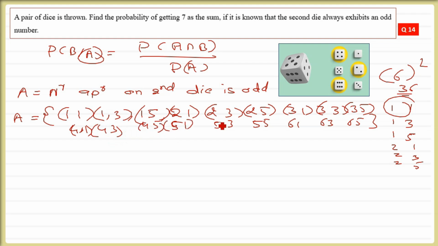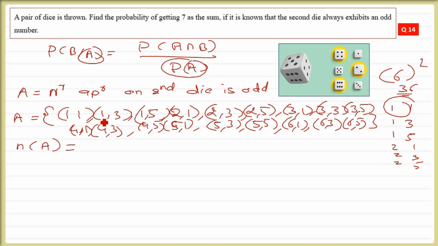experiments in this event are elements which have to be inside the round brackets, and they need to be separated by comma in between them. That's the essential part of doing this. Now this n(A) is what? Number of elements in A.